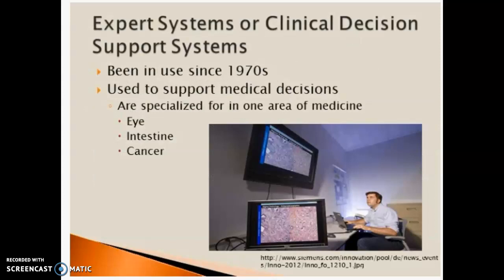Expert systems are clinical decision support systems, and these have been in use since the 1970s. Basically, they are used to support medical decisions and are specialized in one area of medicine, such as the eye, intestine, or cancer. They are only used to support medical decisions, not to make their own medical decisions, because the doctor still has to be in charge for liability reasons.